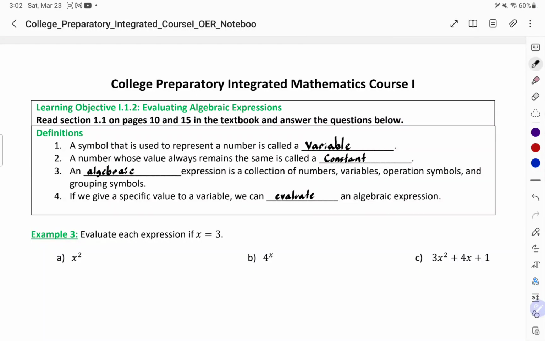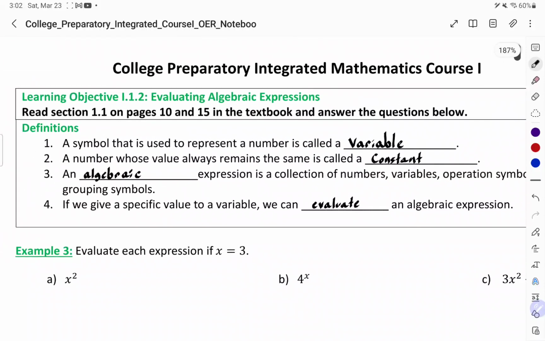Evaluating algebraic expressions. Let's go ahead and talk about a couple of definitions about things that we're going to be looking at. For number one, it says a symbol that is used to represent a number is called a variable. So we're going to be using letters to represent numbers that are going to be changing.